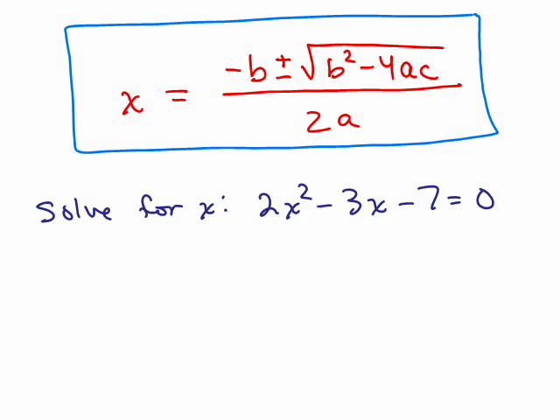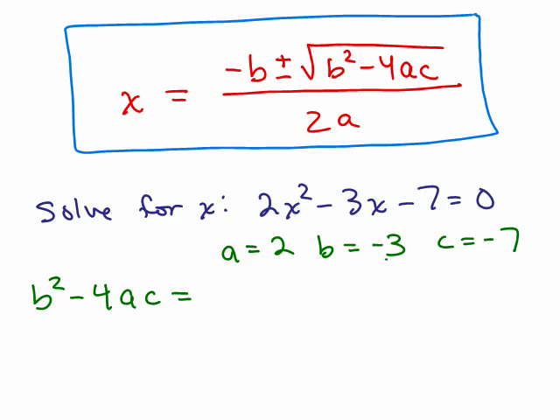So here's a problem. What's a, b, and c? Well, a is the coefficient of x squared, b is the coefficient of x, and c is negative 7. I like to do b squared minus 4ac first. That's called the discriminant. So b squared is negative 3 times negative 3. It's 9 minus 4ac. All right, I'm going to do a times c. 2 times negative 7 is negative 14. So I have 9 plus 56, which is 65.